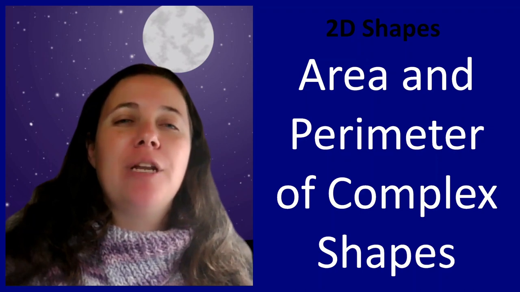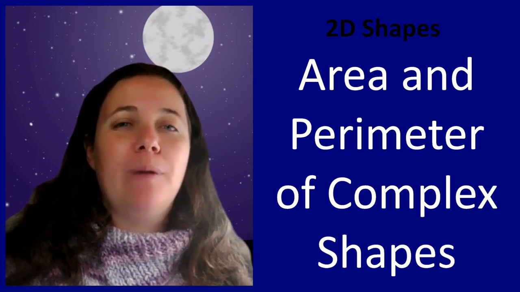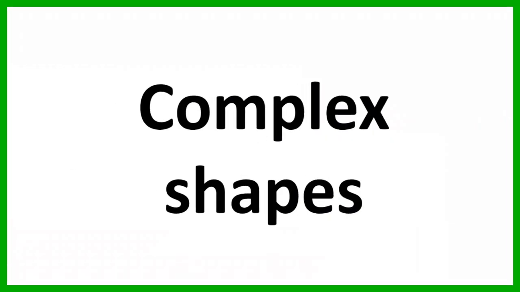Hi, today we're going to be learning how to find the area and perimeter of complex shapes. Complex shapes are what you get when you combine your basic shapes, that's your squares and triangles and circles and rectangles, into irregular shapes. To find the area of a complex shape, we decompose it into smaller basic shapes, and we use the formula that we know to work out the area of the smaller pieces that we've broken it up into.